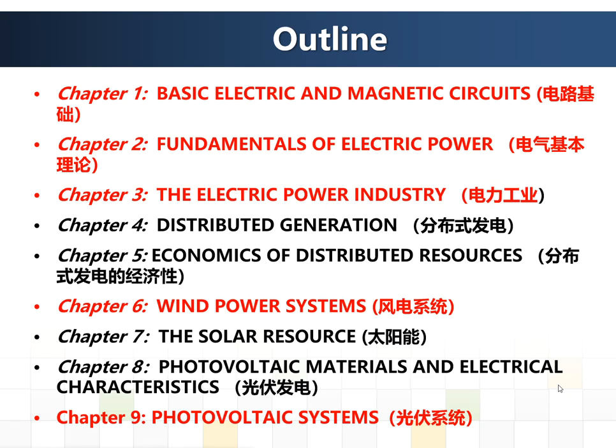The outline of this course. The book includes 9 chapters. Due to limited teaching hours, we will only study 5 chapters. We're going to study Chapter 1, Basic Electric and Magnetic Circuits. Chapter 2, Fundamentals of Electric Power. Chapter 3, The Electric Power Industry. Chapter 6, Wind Power Systems. And Chapter 9, Photovoltaic Systems.